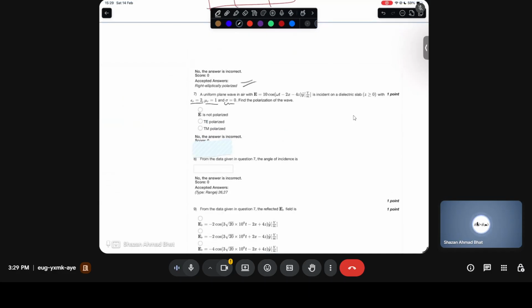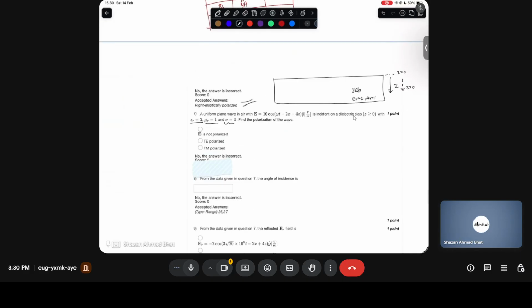So you have a dielectric slab, something like this. It is incident on a dielectric slab for z greater than 0. That means z is basically in this direction. So this is z equals 0, and this will be the z greater than 0 direction. Okay, so this is a slab, and epsilon r for the slab is 2. Mu r is basically 1.